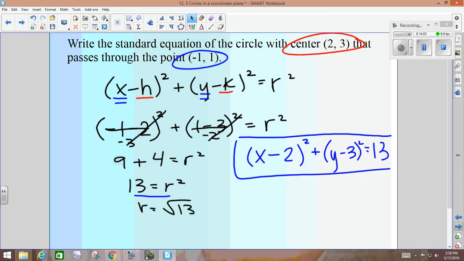So on your worksheet today, when you have to find the radius, you have 3 ways to do that. You can use the distance formula, you can use the equation of the circle, or you can graph it and use the Pythagorean theorem, find the right triangle there. Questions on that one? Okay, do the very last one then.